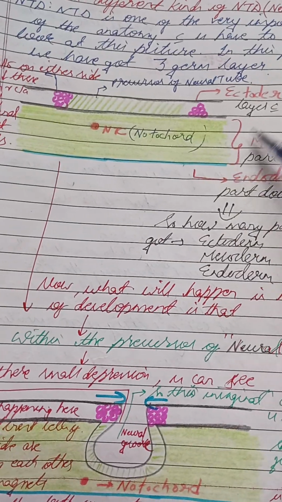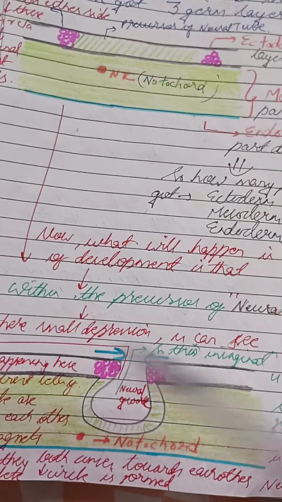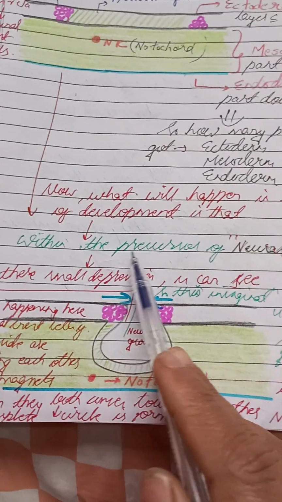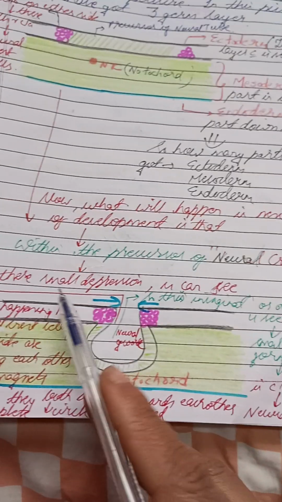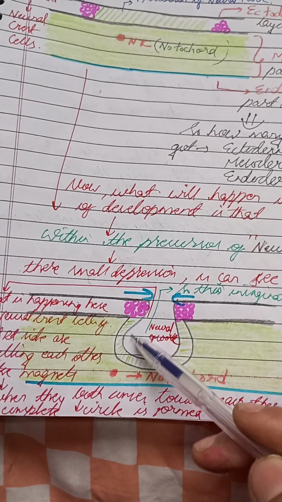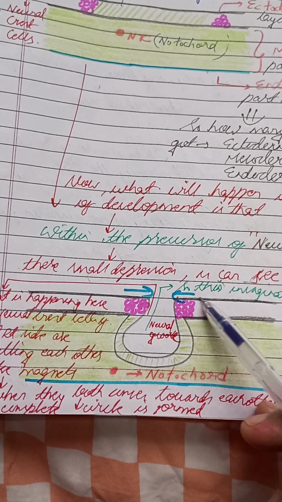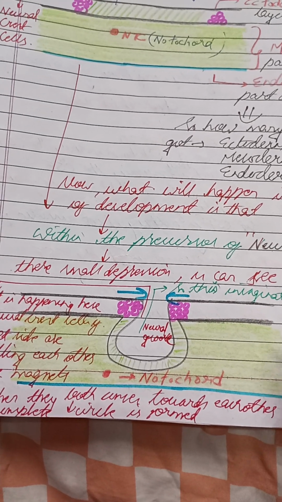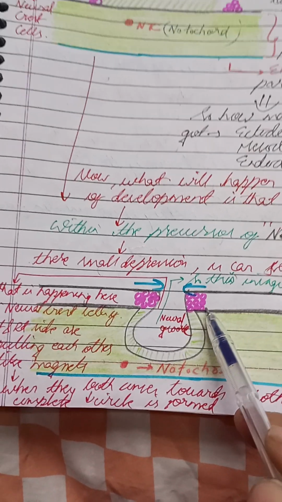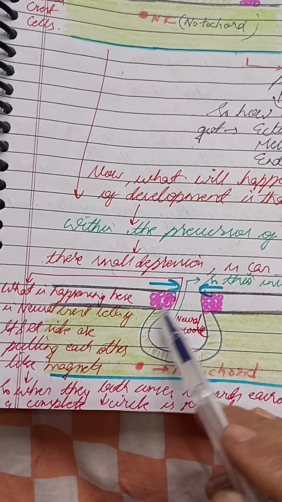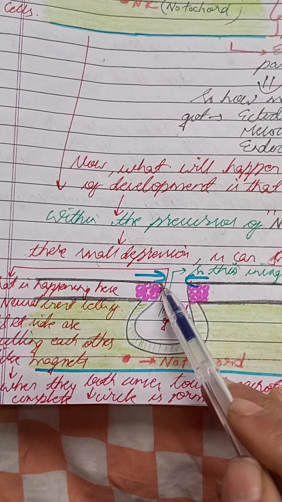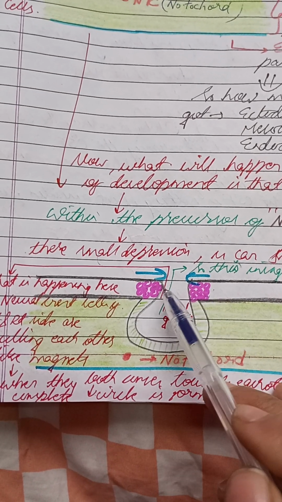Now what will happen in the next stage of development is that within the precursors of the neural crest cells, there is a small depression you can see. This is an invagination or depression. See, a small groove is formed. This groove is called the neural groove. What is happening here is the neural crest cells of the left and right side are pulling each other like a magnet.